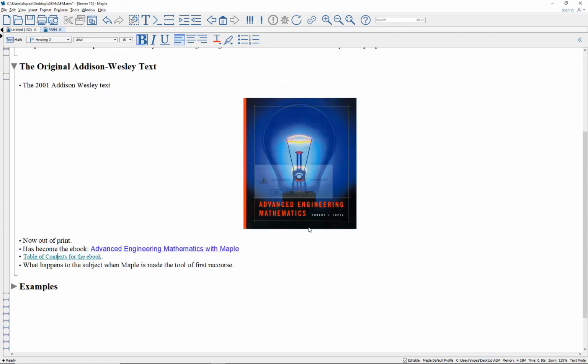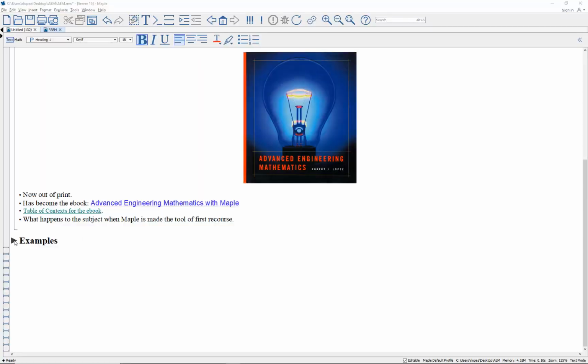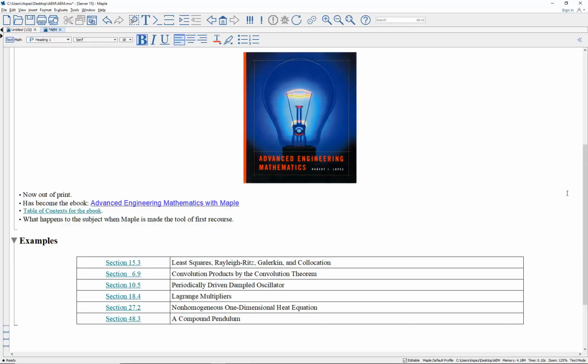In the remaining time, I want to see what happens to advanced engineering math when Maple is made the tool of first recourse. So here are some examples I'm going to use to make my point that it's better with Maple. First example: least squares, Rayleigh-Ritz, Galerkin, collocation, approximations to the solution of the boundary value problem for ordinary differential equations.